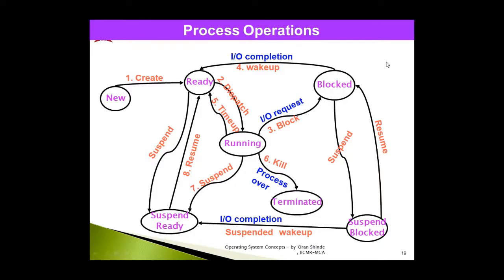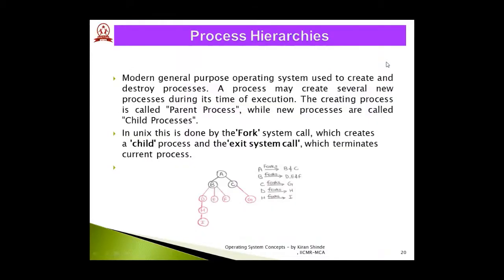The process will again resume back to the ready state so that it will complete its leftover work with the CPU. So here with these 8 different operations, we understood how a process initiates an operation and how it keeps on changing its state from one state to another state. Let's proceed further. Now we will understand the concept of process hierarchy.